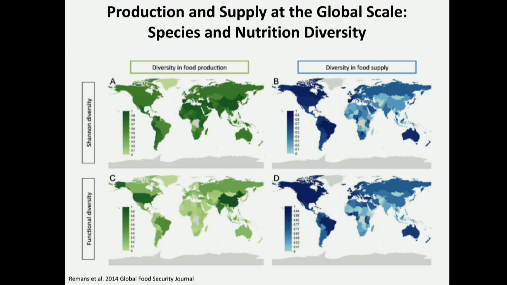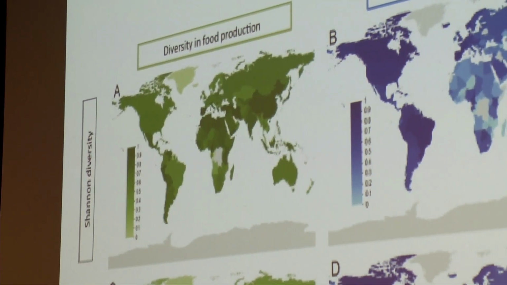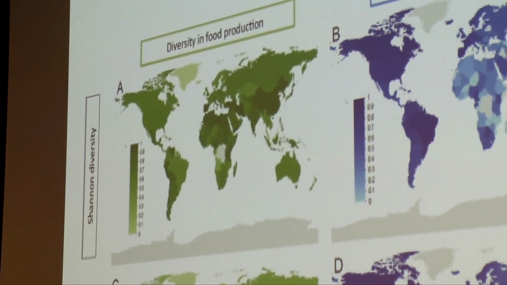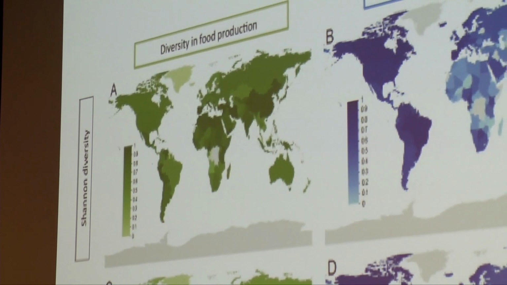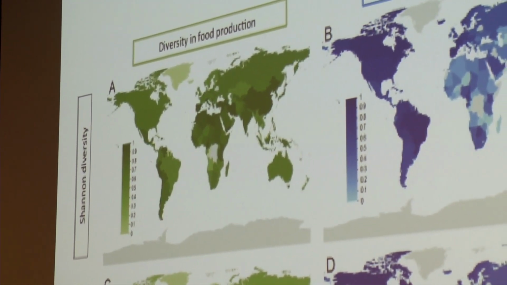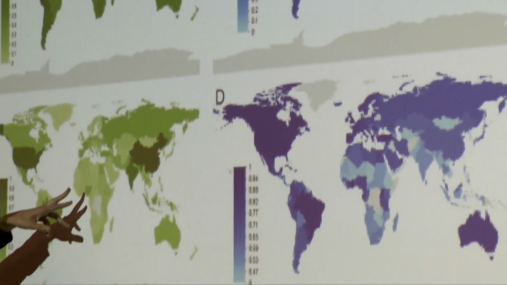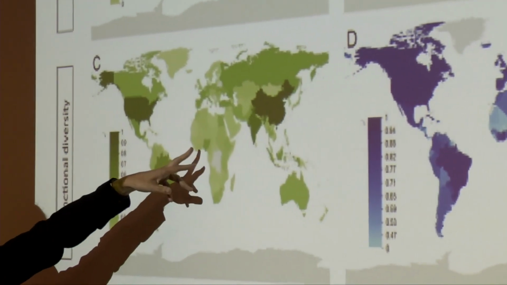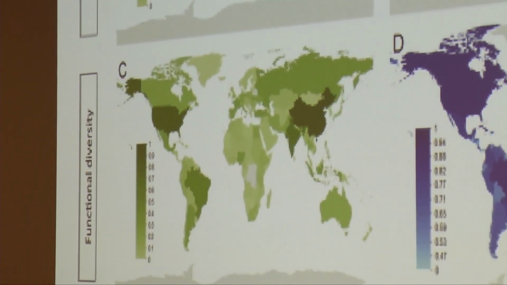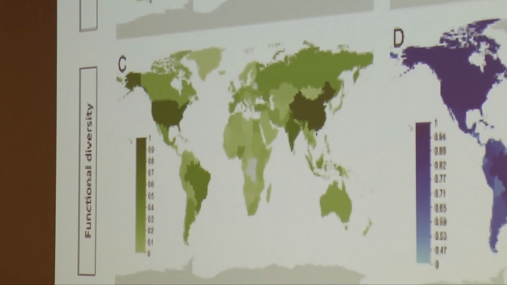So looking at production versus supply, if we look at the Shannon diversity and then you look at functional diversity, let's take Northern and West Africa. You see that there's a lot of different crops being grown, a lot of diversity in the number of crops. But then when you look down at the functional diversity, the nutrition is low in those crops. Why is that? Well, in West Africa and Northern Africa, there's a lot of staple cereal crops being grown, but they are not very rich in nutrition.